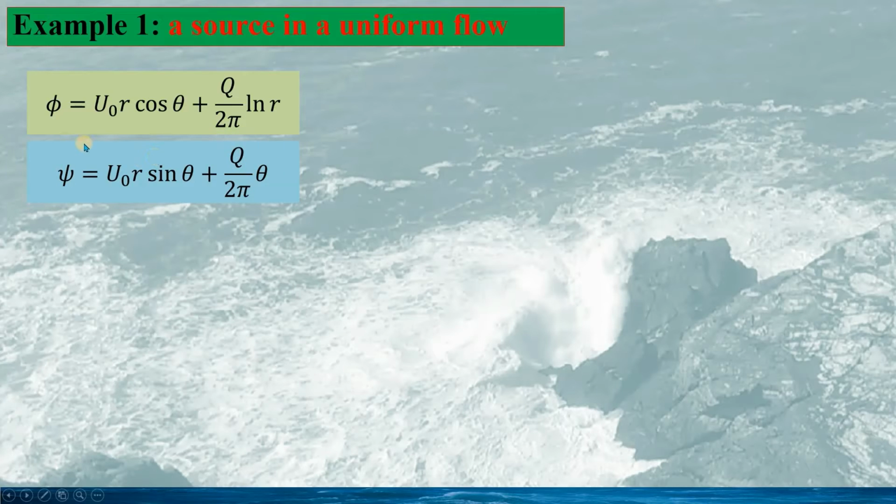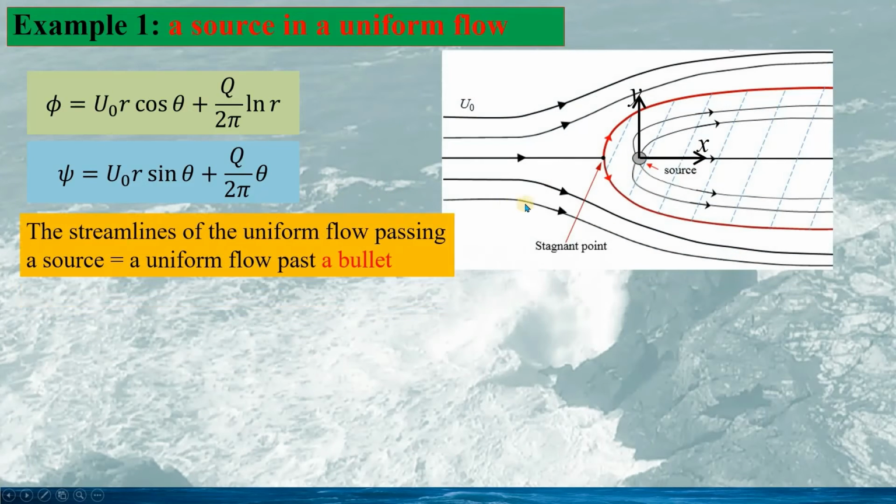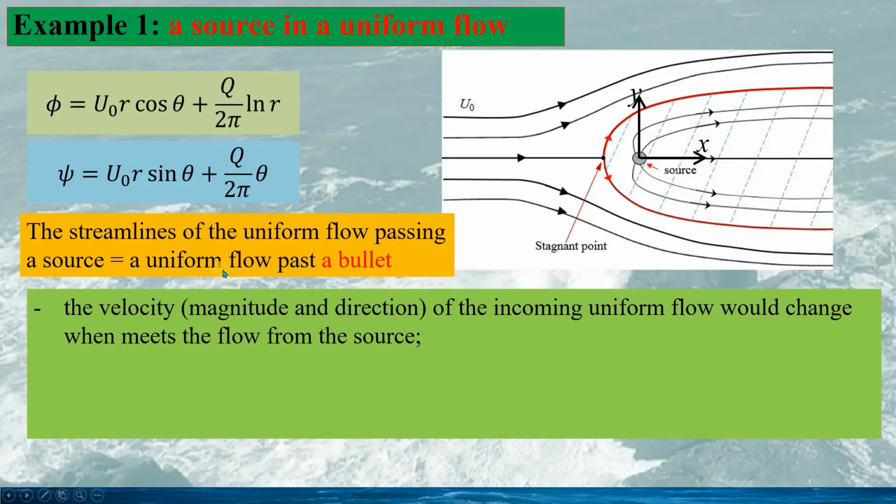As we have shown in the previous slide, the potential function and the stream function for the 2D source are given as this and this. And based on this, we can draw the streamlines of the uniform flow past the source, see here. And we can conclude a uniform flow past the source is equivalent to a uniform flow past the bullet-like shape of the red line. So why would this be equivalent?